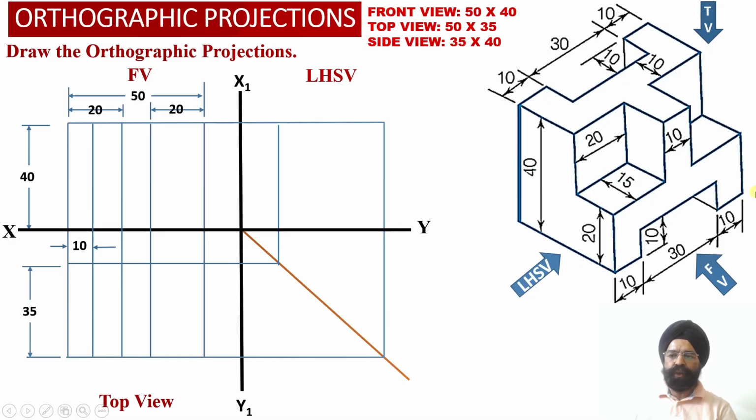Similarly, corresponding to this vertical web of the solid, again we are going to measure a distance of 10 millimeter from the right hand side face of the solid. So from the right hand side face of the solid, once again we are going to measure a distance of 10 millimeter, and we will obtain a vertical projector line in the front view projection. And this vertical projector line, we have appropriately extended into the top view projection as well.